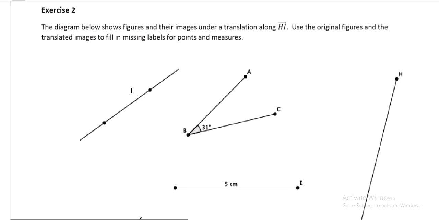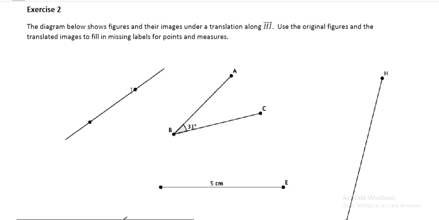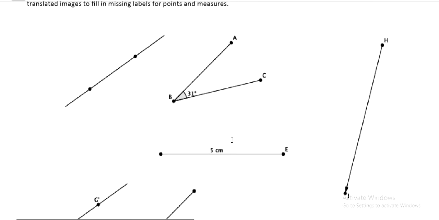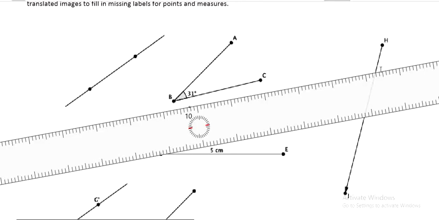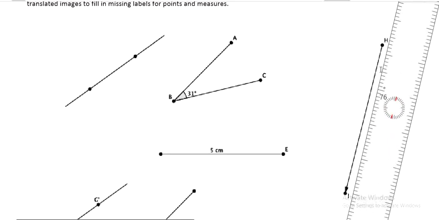Exercise 2 says the diagram below shows figures and their images. Images is another word for moved or transformed object. Under a translation along vector HI, use the original figures and the translated images to fill in missing labels for points and measures. So vector HI is right here. I'll line up my ruler with it.